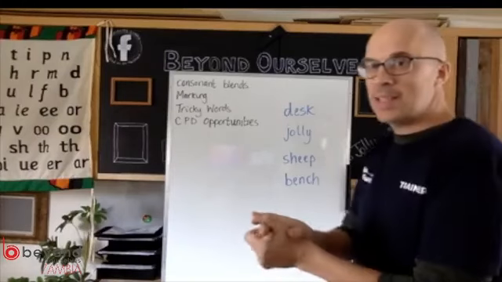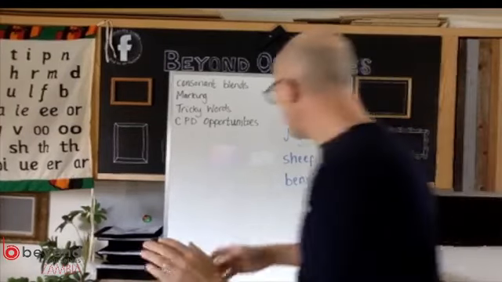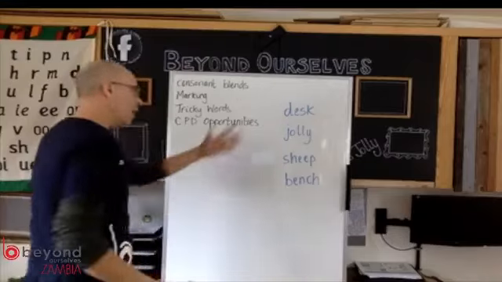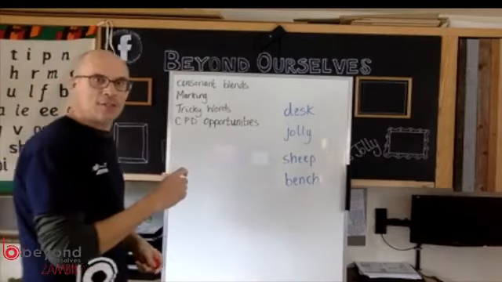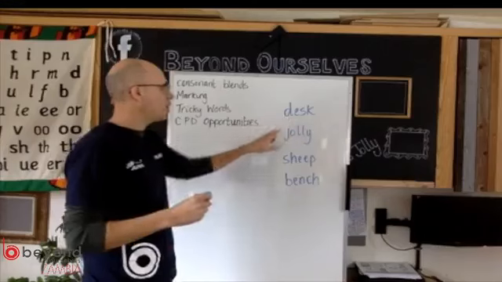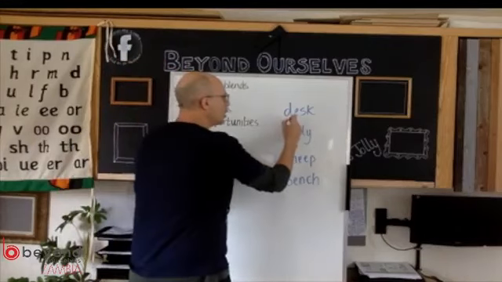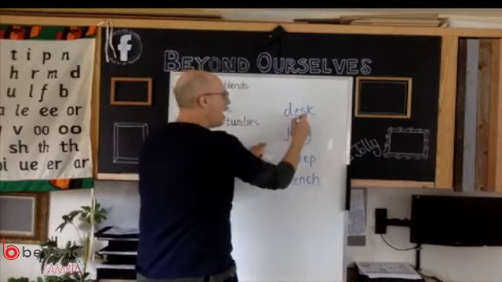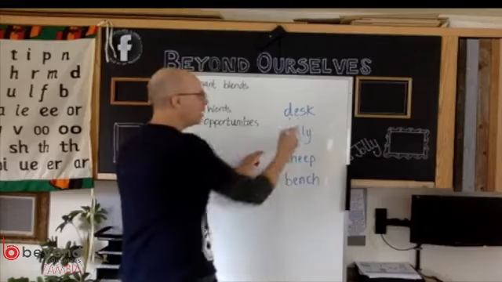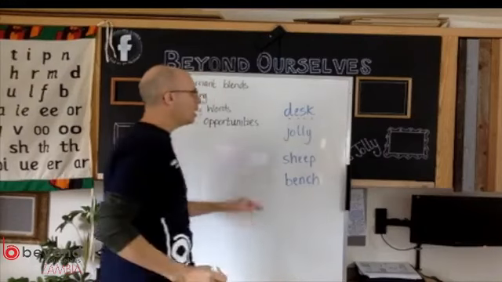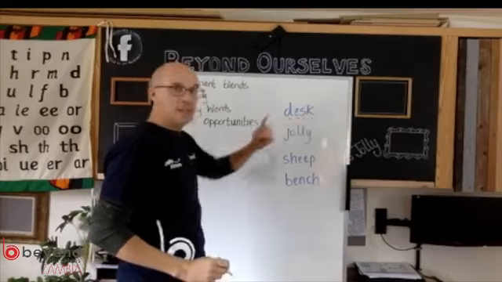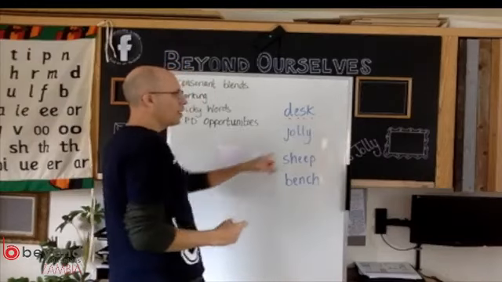When we look at this together, let's identify the sounds. Lots of you, I'm not going to look at your answers in too much detail. So the first sound that we've got is D. Then we've got E, then S, and then finally K. Okay, so we've got D, E, S, K, desk.